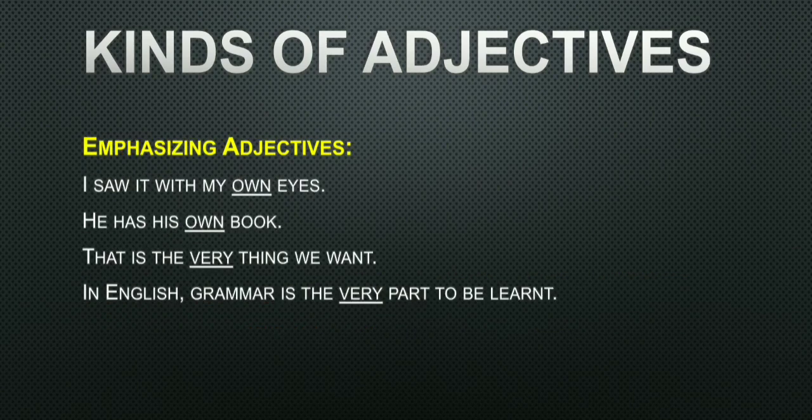The next kind of adjectives is emphasizing adjectives. In emphasizing adjectives we have only two, and they are own and very, which are already underlined in the sentences. I saw it with my own eyes, one. In the second sentence, he has his own book. In the third sentence, that is the very thing we want. And in the last sentence, in English grammar is the very part to be learned.